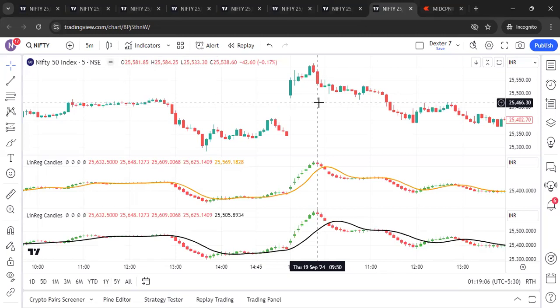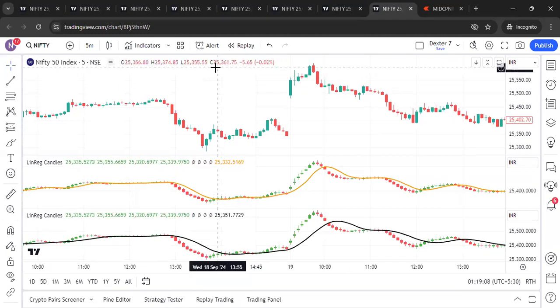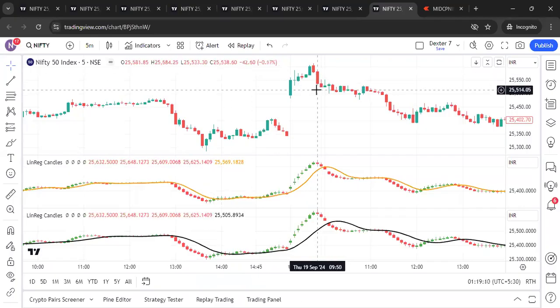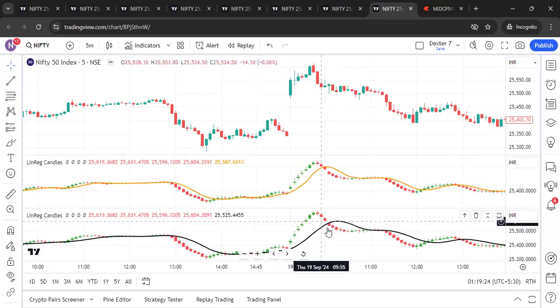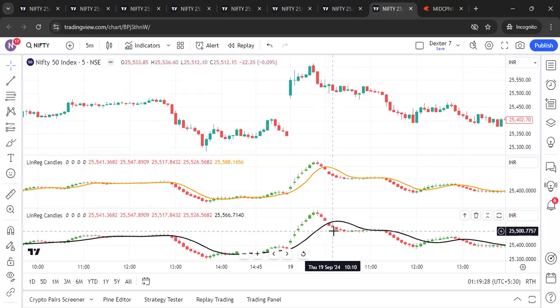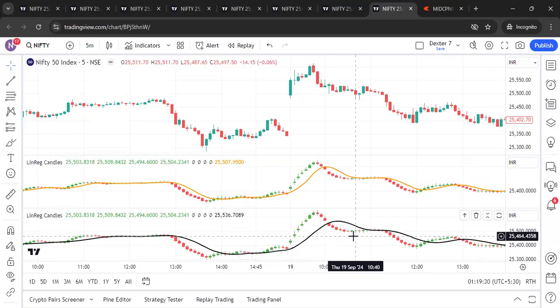All right. So if you see, you focus your attention over here. Nifty is 25,538. I'm getting a change in color, and I'll be initiating a sell. Now, if you go down, at 10:05, the color of the linear regression candles hasn't changed. It is still red. So I'll be holding my positions. Holding my positions till what? Till 10:35.